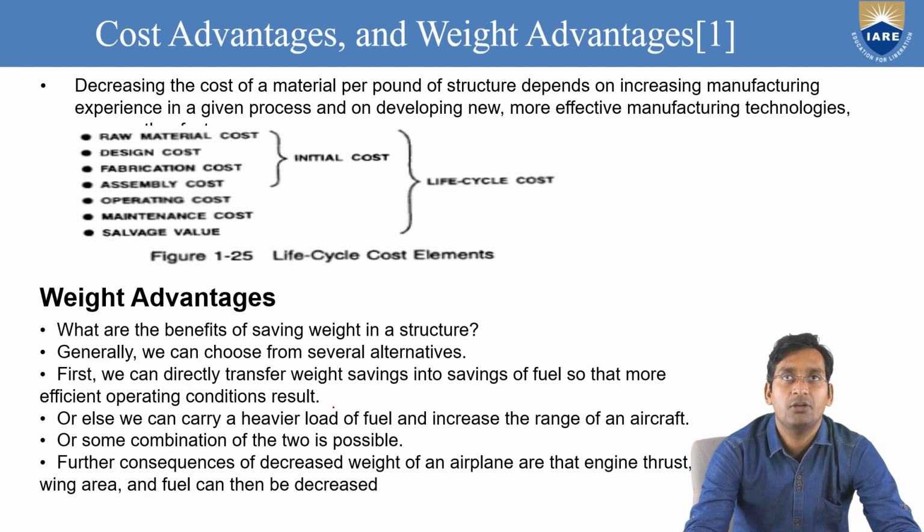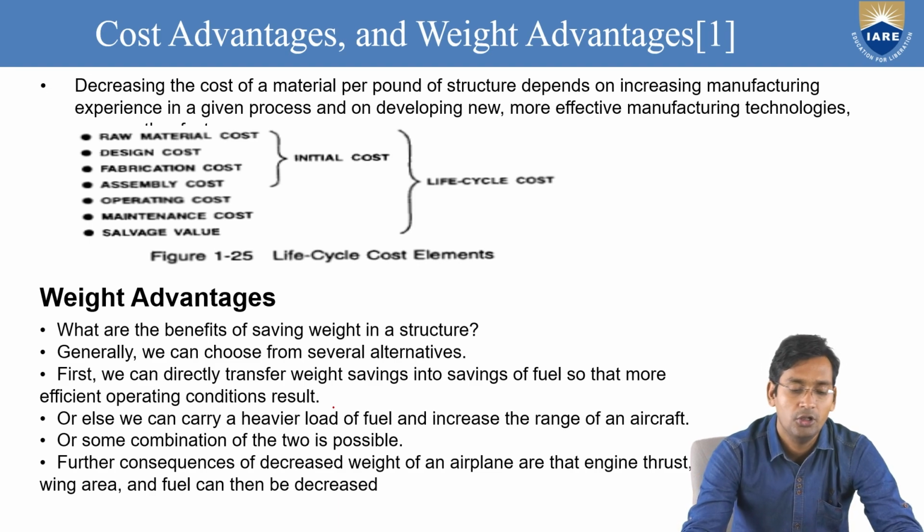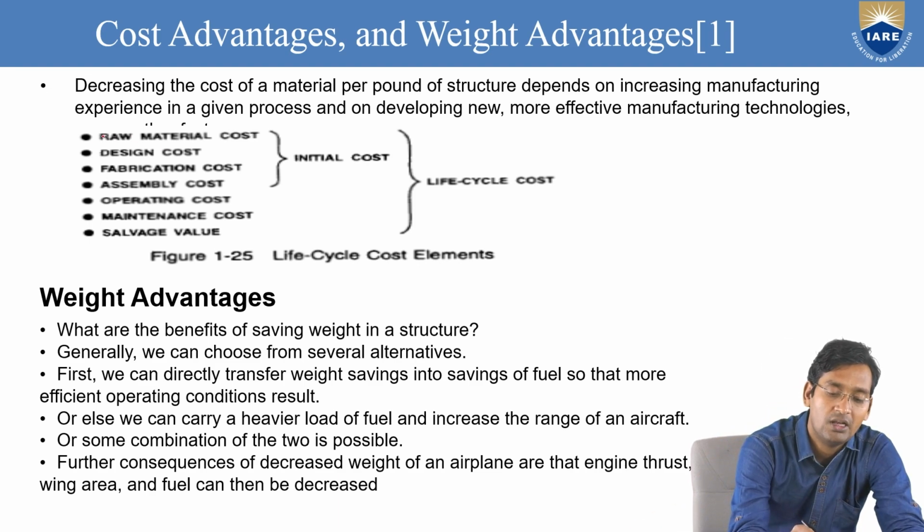Now, cost advantages and weight advantages. Decreasing the cost of a material per pound of a structure depends on increasing manufacturing experience in a given process and on developing new, more effective manufacturing technologies. Means how we are manufacturing, how much we are manufacturing, what things we require. Those are the requirements, and for that we have to spend, so that cost is there.